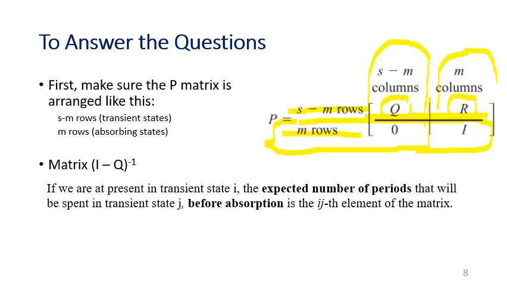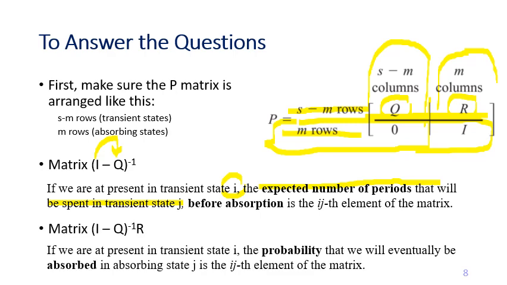If we use the matrix (I minus Q) inverse, where I is an identity matrix whose size is the same as the matrix Q, and then you take the inverse, it will provide the answer of the expected number of periods that we will spend in state j, given that we are now in state i.